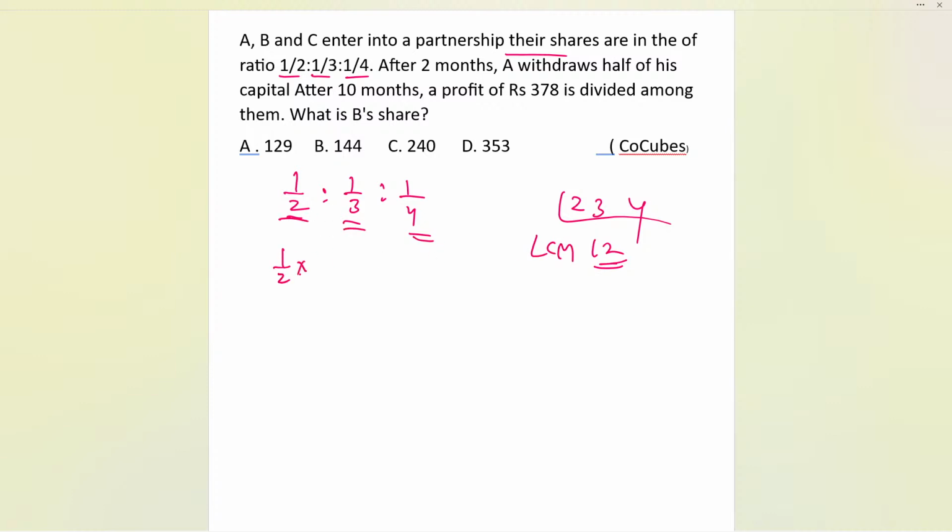Now I can multiply each of these numbers by 12. So 1 by 2 times 12, then 1 upon 3 multiplied by 12 again, and 1 by 4 multiplied by 12. Now it will be 6, it will be 4, and it will be 3. This is exactly the ratio after simplifying.